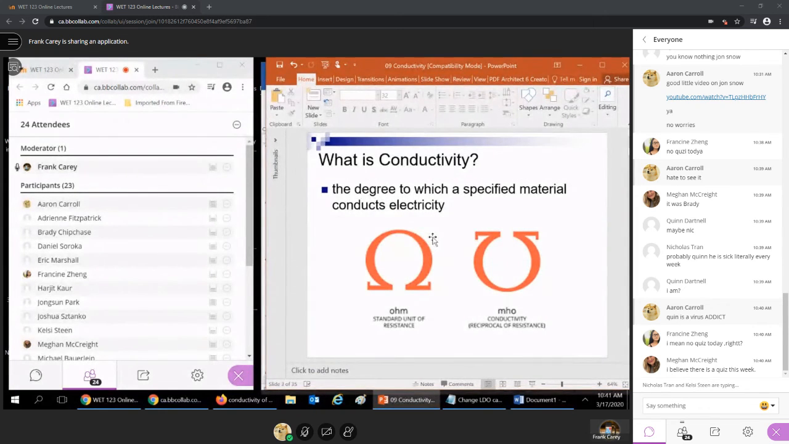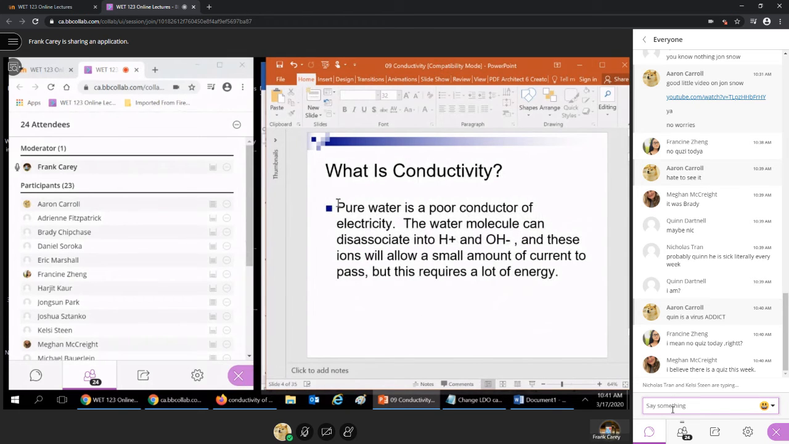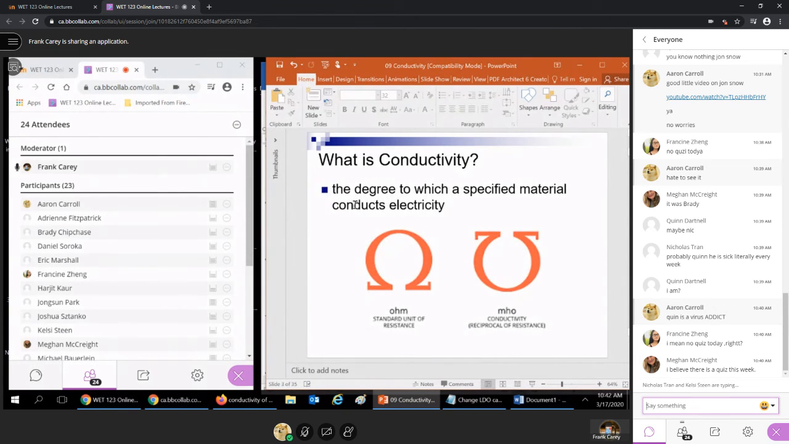Conductivity, that is the degree to which something will conduct electricity. It is the opposite of resistance. In fact, in the olden days, the symbol for conductivity was the upside down ohm symbol, which is the symbol for resistance, and it was the backwards mho. However, the SI unit for conductivity is the Siemens. So we don't use mhos anymore. However, you may run into it.